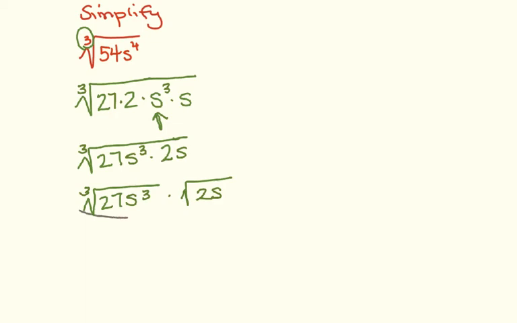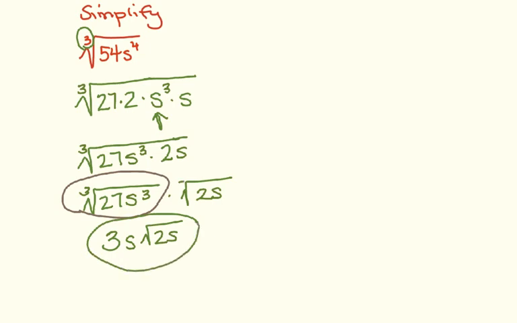And now this radical contains all the perfect cubes. So we can go ahead and take the cube root of each of those. The cube root of 27 is 3. The cube root of s cubed is s. And then we have 2s still under the radical. And I see here that I forgot to write my index. I'll write it here. Good reminder, always look back and make sure you write your indexes. So we have, for a final answer, 3s times the cube root of 2s.